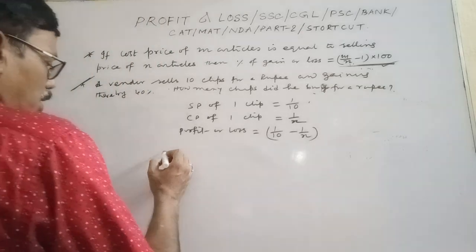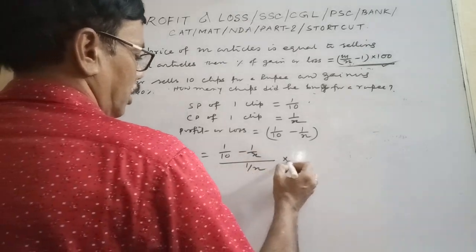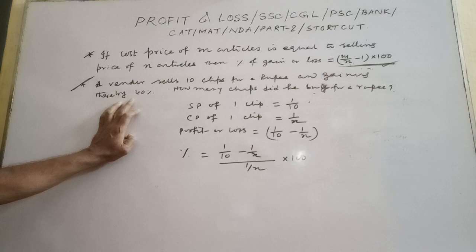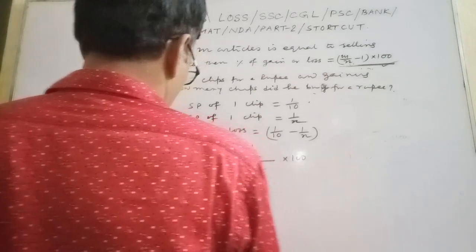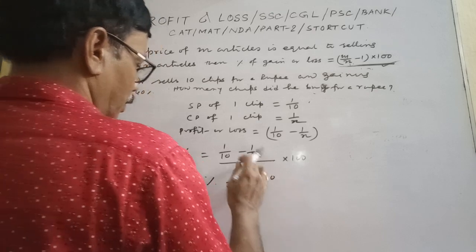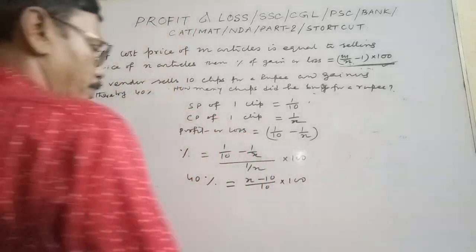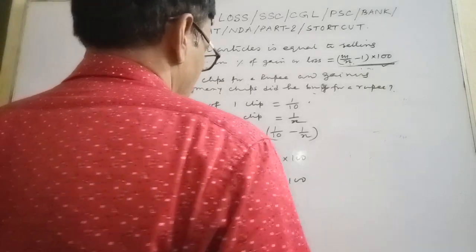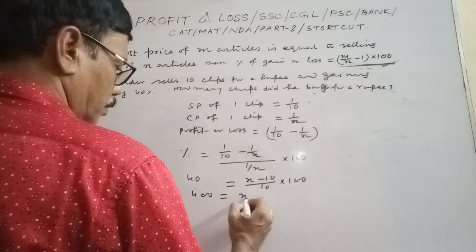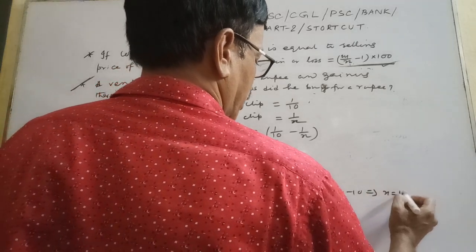So what is the percentage? 1 by 10 minus 1 by x, by CP, 1 by x, into 100 equals the profit, which is 40%. So 40 equals x minus 10 by 10 into 100, where 1 by x is cancelled. So we get 400 equals x minus 10 into 100. This implies 4 equals x minus 10. This implies x equals 14.